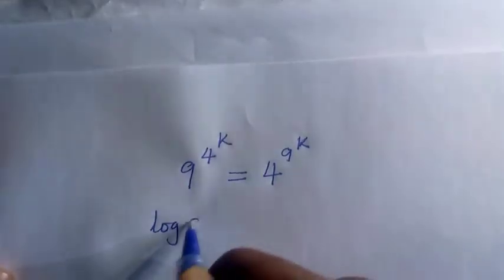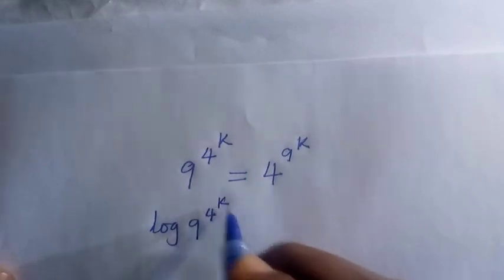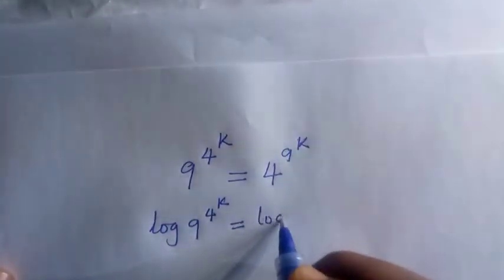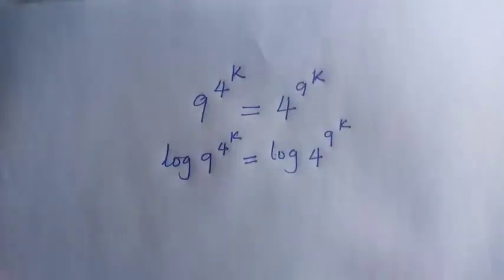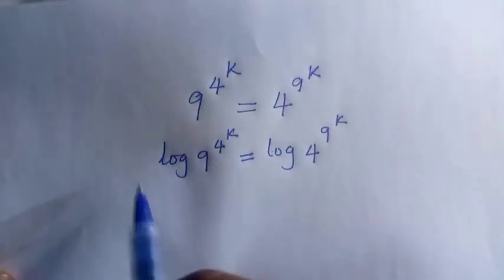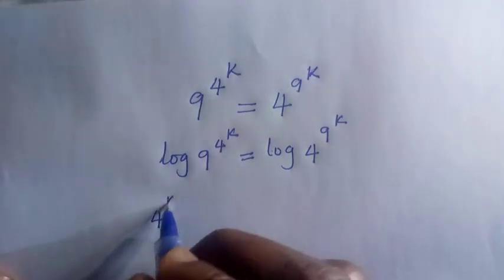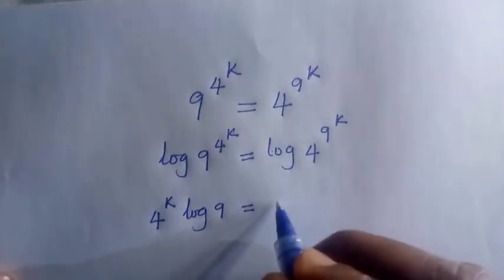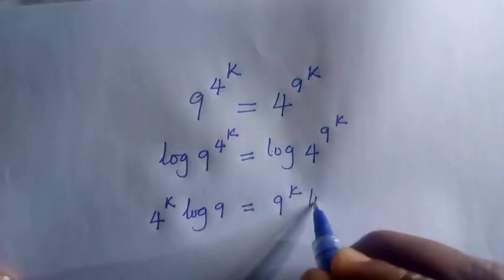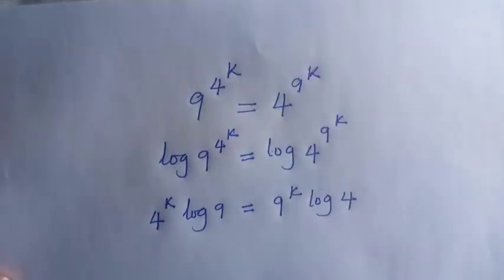So we have log of 9 to the power of 4 to the power of k equals log of 4 to the power of 9 to the power of k. So when we bring down the whole of 4 to the power of k here, we have 4 to the power of k log 9 equals also 9 to the power of k log 4.